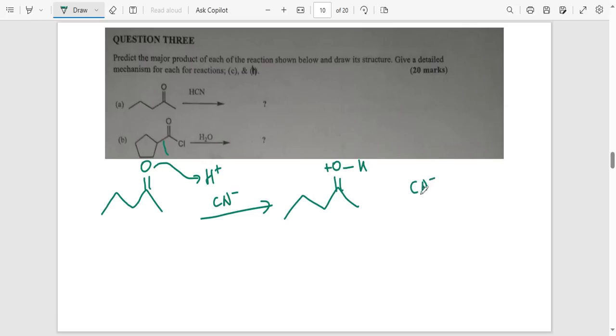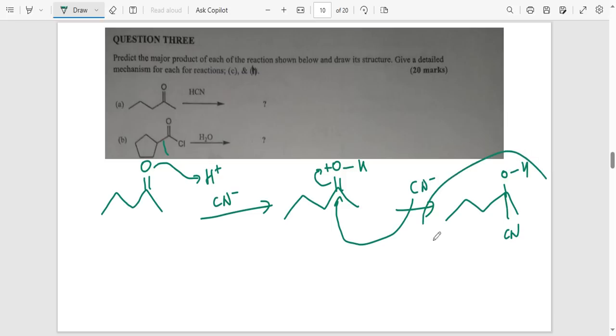Now the cyanide can come in and attack here. When it does that, this bond will break, and the product that we are going to have is going to be this. It's a cyanide attached here. So you're supposed to just write the final product, no mechanism required. So this is the thing that forms when a ketone reacts with hydrogen cyanide.